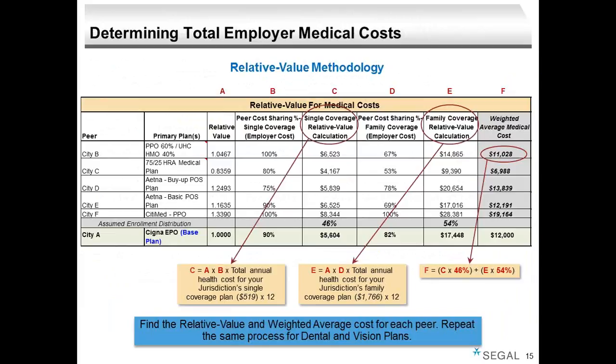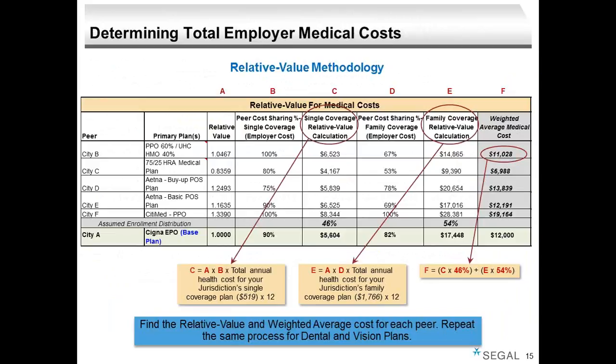Columns D and E are the same type of calculations or considerations, except at the family coverage level. So the dollar amount on a relative value basis in column E is calculated by the relative value, the 1.0467 for City B, times the employer share of cost, in this case 67%, times City A's total cost of coverage of 1766. And so you get these relative value adjusted calculations.